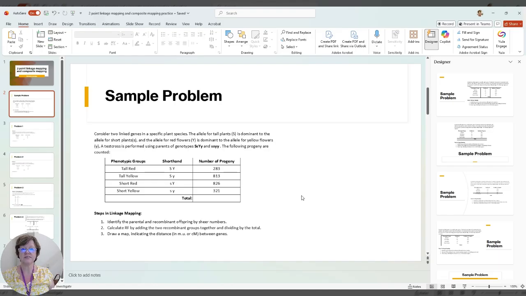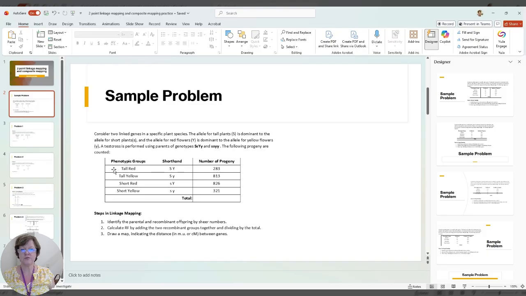A test cross is performed, and this is how the mapping test cross is always done, with the heterozygous parent, big S, big Y, and then the completely recessive parent, little s, little s, little y, little y. So you would have to have some reason to think that the genes are linked in the first place, and then you set up this particular cross to figure out how far apart the genes are on the chromosome. That's the map. So you do the cross and you count the progeny.